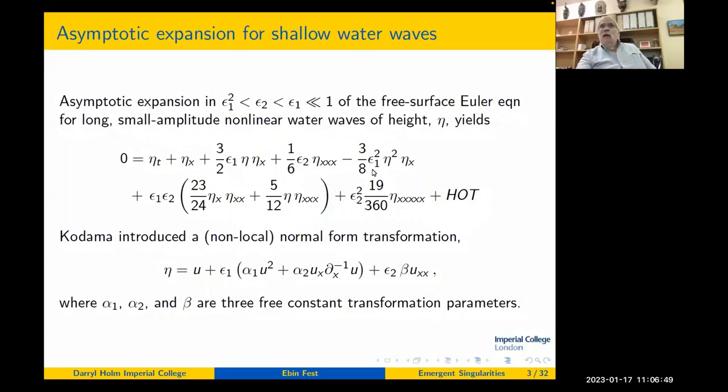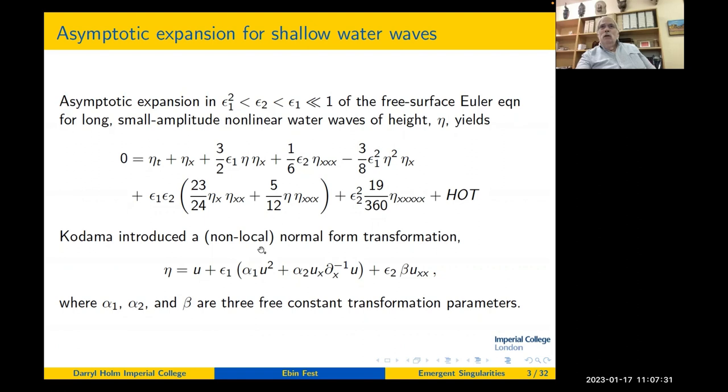This one here is the cubic one. It is integrable when the ratio of coefficients is correct. And the fifth order one is the only one left. It turns out that we can do all that because Yuji Kodama introduced a normal form transformation, which has three free constants in it, and you can choose to eliminate, say, those two terms and choose the ratio for those two terms with those free constant transformations.